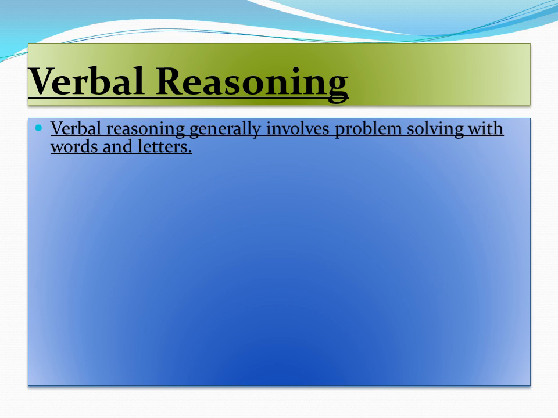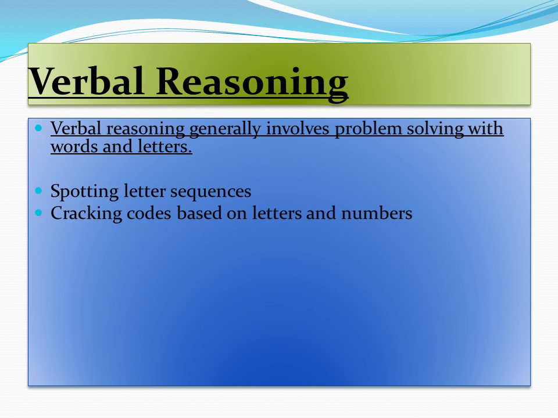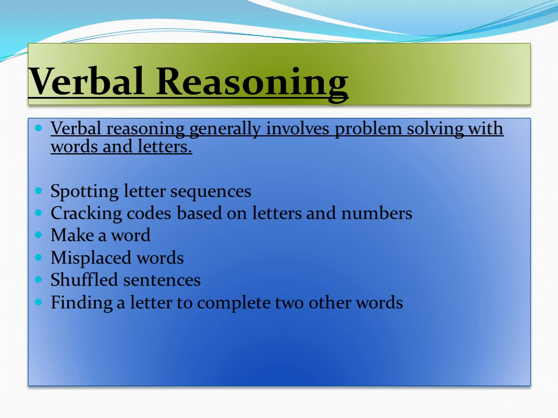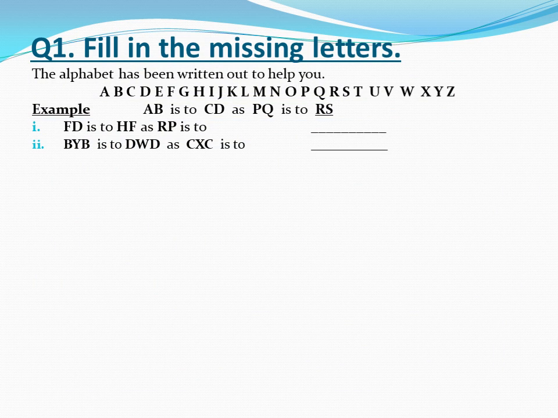Verbal reasoning generally involves problem solving with words and letters. Some of the topics that come up in the verbal reasoning exam are spotting letter sequences, cracking codes based on letters and numbers, making a word, misplaced words, shuffle sentences, finding a letter to complete two other words, antonyms, synonyms, anagrams, and odd one out. In this video, I'm going to take up the topic of cracking codes using numbers and letters. I'm going to discuss a few questions and what could be one of the ways to solve them. Okay, question number 1 is fill in the missing letters.